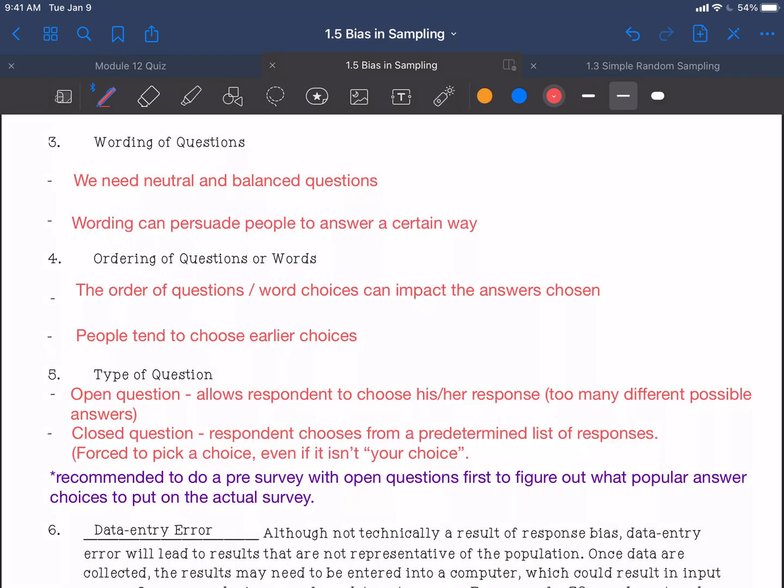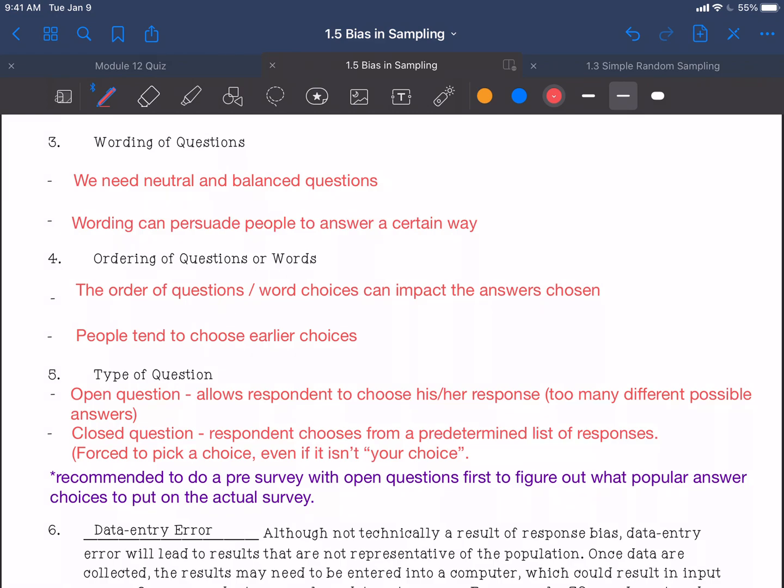The ordering of questions or words, that also plays a role because it can impact the answers that are chosen. Maybe a question might be asked early on and then a different question is asked later, but the way they answered it the first time impacts the way that they answer it later on. Also, people tend to choose earlier choices. So if you're given 5 options to choose from, you might read the first couple and think, oh yeah, that applies to me, and you choose that one. Whereas maybe there was a better option that you would have chosen in the later options if you had actually read through the entire thing.